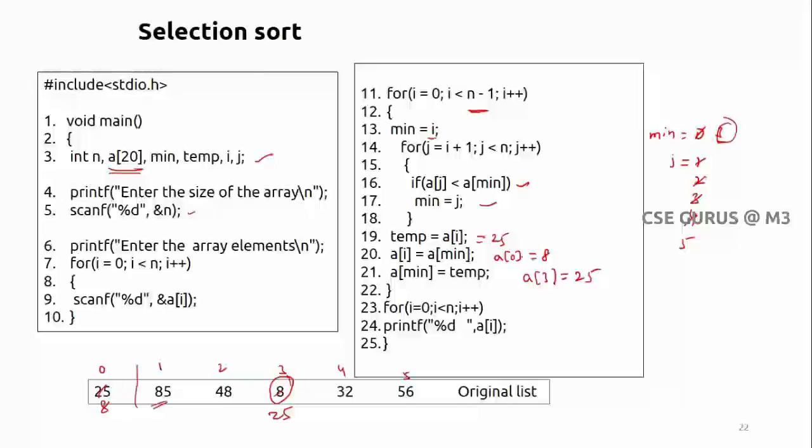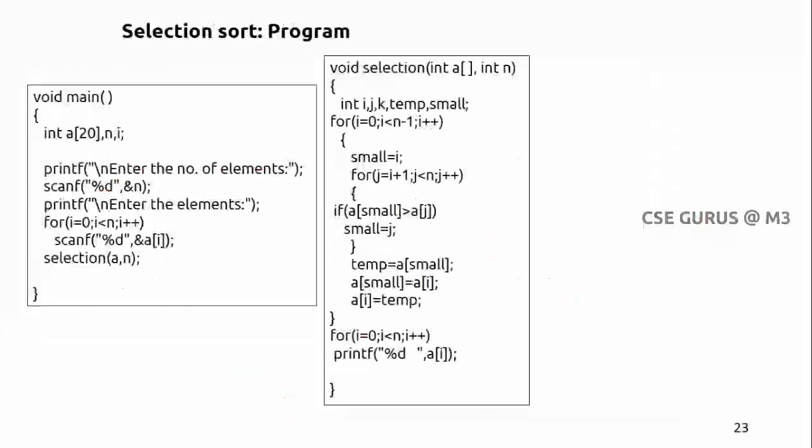Of course, I implemented this logic with a separate function as well, which you can see here. Instead of writing the logic directly, I'm calling selection sort with a, which is an array, comma n. If you simply pass a, it directly goes to the address of a of 0, right? So that is the concept of the pointer. Again the logic is the same. Instead of min, I have taken the variable small here, and again the same thing will be printed.